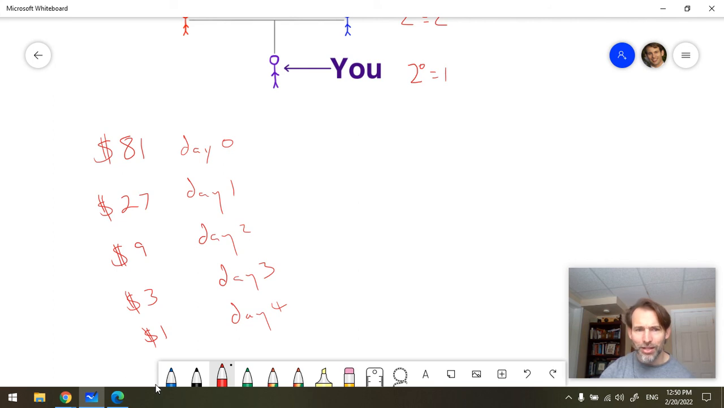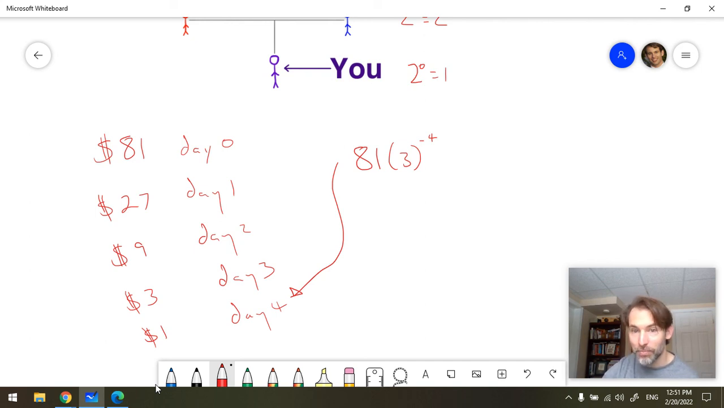So what's happening here? When it's decreasing, I can use a negative exponent, okay? So here, I've divided by 3 once. I've divided by 3 twice. I've divided by 3 3 times. I've divided by 3 4 times. So here's my initial value, 81 times 3 to the negative 4. I just put the day number in there as a negative number, and this will work. Okay, that's how I would do that in the simplest way.